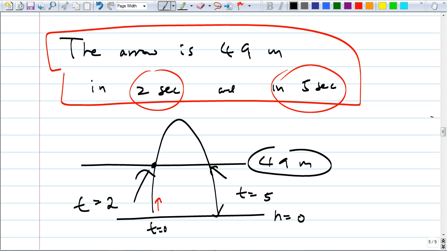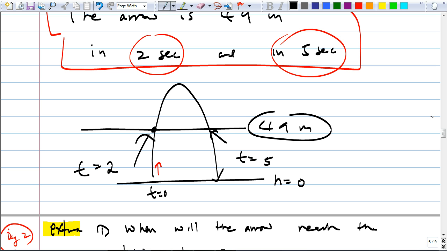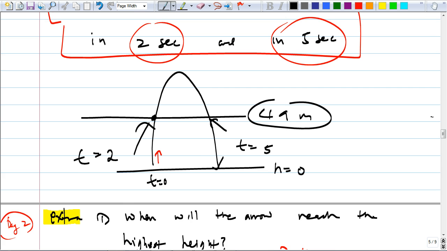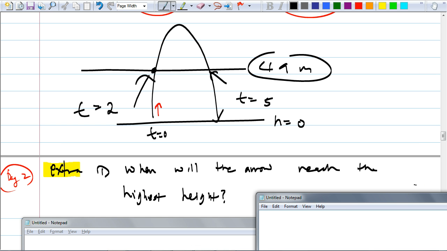So looking at this, let me ask you this question. You might want to write this down somewhere. What if I asked you this, extra? When will the arrow reach the highest point? Highest height. I want you to think about it as a group, because this is the extra things that they may ask you or I may ask you later. If this is what's happening, when will the arrow reach the highest height? Go ahead, everybody think about this. I'll wait. All right, Spencer, what did you guys come up with?